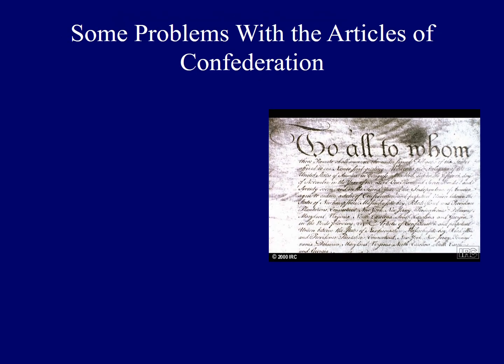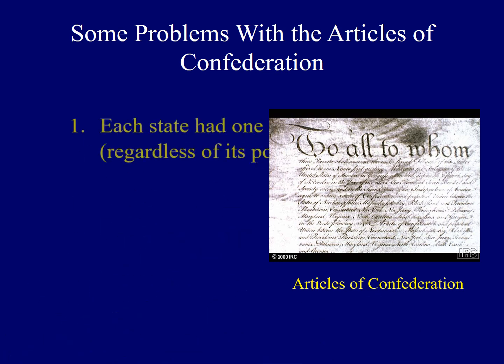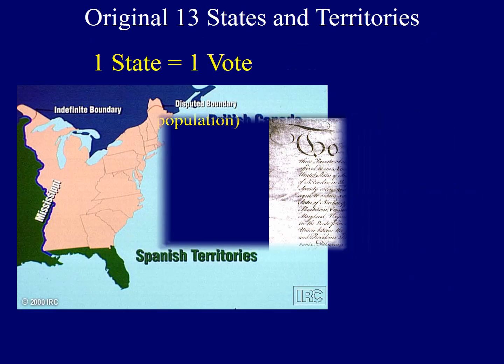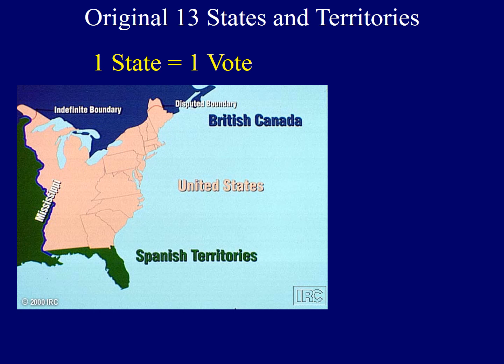While the Articles provided enough unity for the colonies to defeat the mighty British Empire, there were some problems associated with it. First of all, each state, when it came to passing legislation, had one vote, regardless of its size or its population. Let me show you on the next slide. Each individual state had a lot of power under the Articles. One state had one vote.